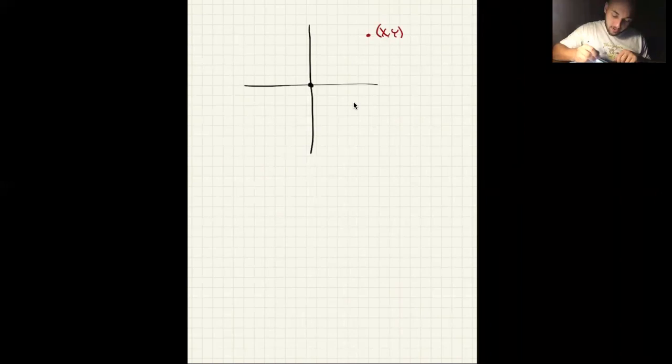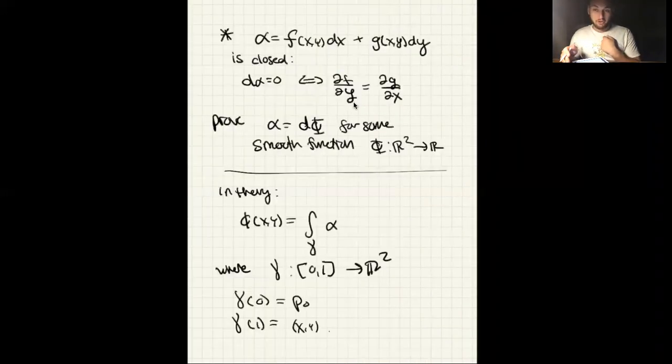What do I mean by this? Let's take our initial point to be the origin, and let's say this is our point x, y. Then I know the function should be the integral of alpha along any path from the origin to that point. The reason there's a choice of base point is that if you have any two potential functions phi, they're going to differ by a constant. So there's a whole R family of choices. They all differ by adding a constant. So there's not just one right answer. There's going to be a whole family of correct answers.